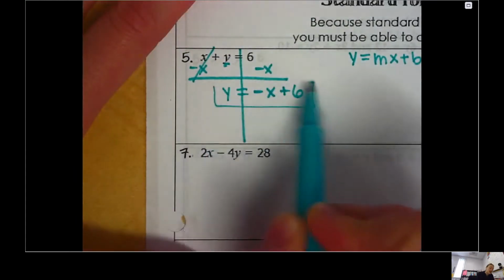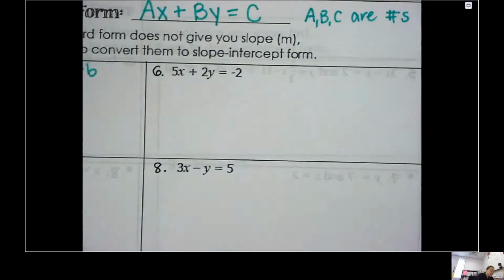Wait, that's it? That was it. That was the whole thing. There's your equation. Ta-da, that's your equation. That's all I'm looking for. So let's try 6, and then you're going to do 7 and 8.